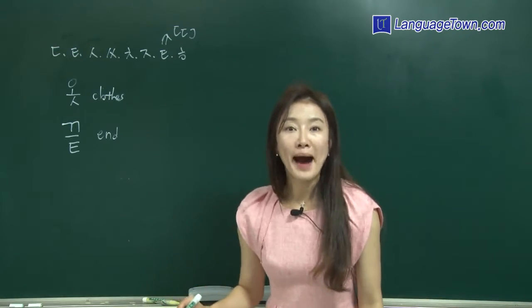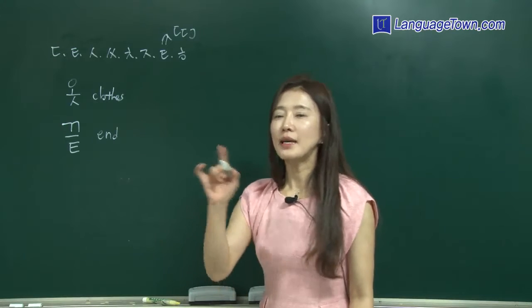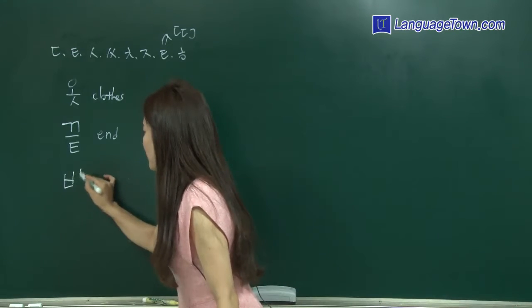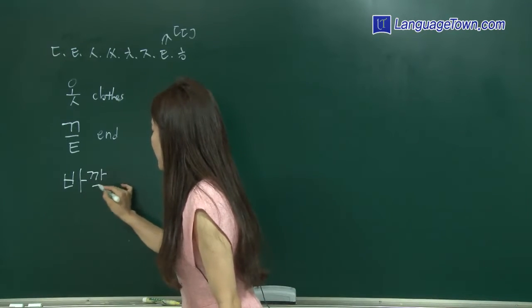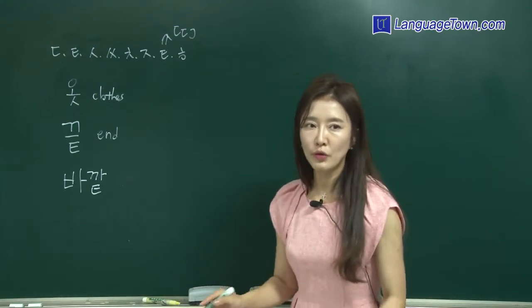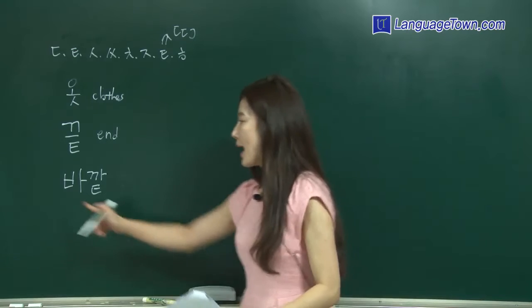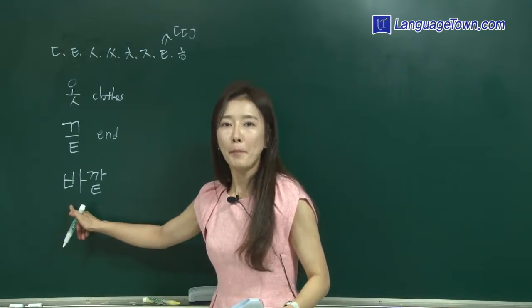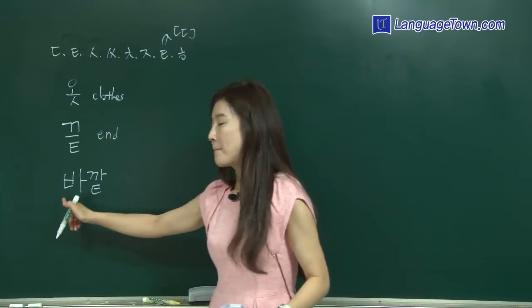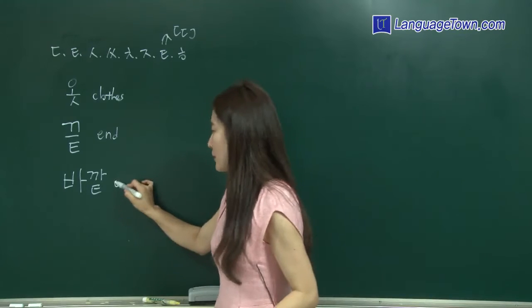I say 밖, outside, but for the same word we also have this one too. Why don't you read this? 바깥. The same, outside.